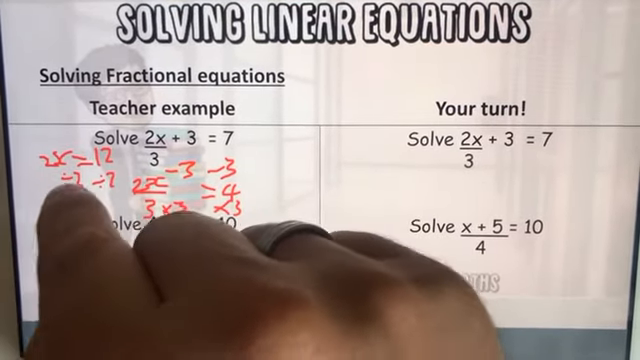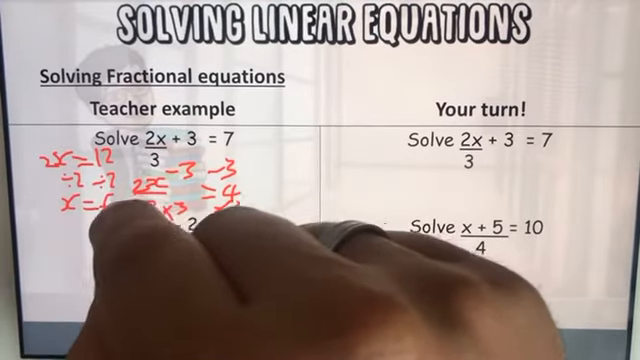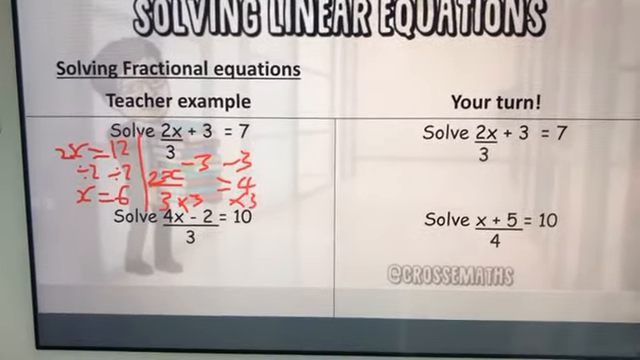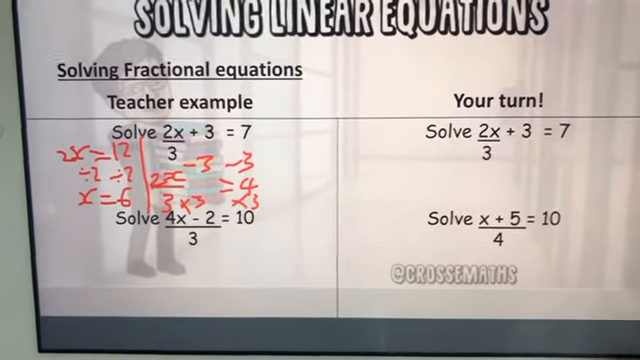So it's following the same steps as before. If I divide by 2, I get 6. It's just there's an extra step added in now. Okay, so similar thing, but there's an extra step added in.